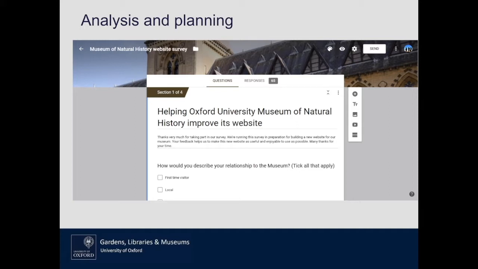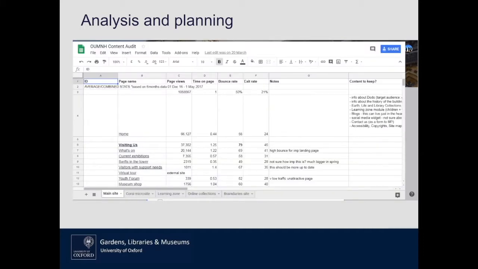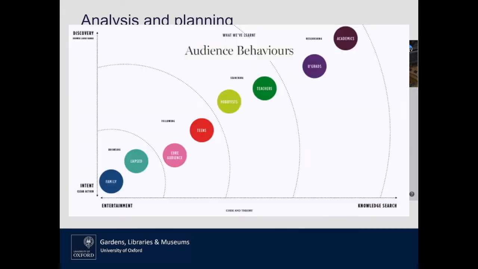On a qualitative side, we sent out a web survey to our newsletter database and also put it on our website to understand a bit more about how people were using the existing website and also to recruit people for more in-depth interviews. On a quantitative level, we conducted a content audit looking at the Google Analytics data of how people were accessing the site at the moment and tracking things like time on page and bounce rate.